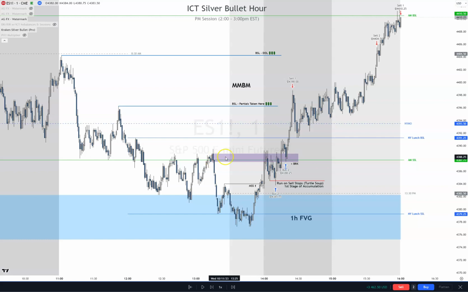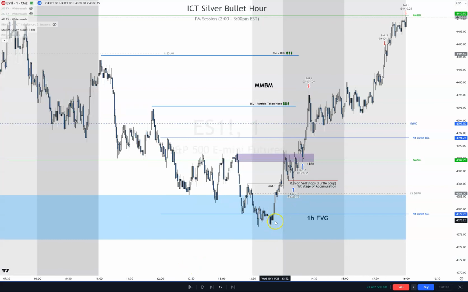So then we had a breaker block here for our silver bullet trade, and it came in and we got entered into the breaker block and we targeted the AM buy side liquidity as our target, which was the market maker buy model terminus. And we came up, we took our partials, and then we had to sit through all of this zigzag price action, which is just a high resistance liquidity run. And it finally came up and hit our target here. So it was a very long trade, but that is how you go from higher time frame to lower time frame.